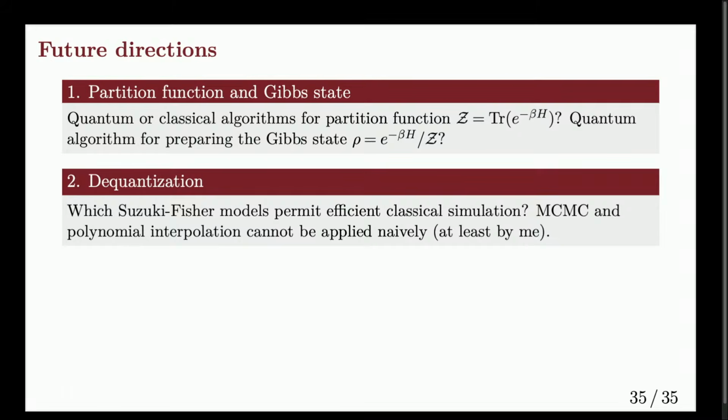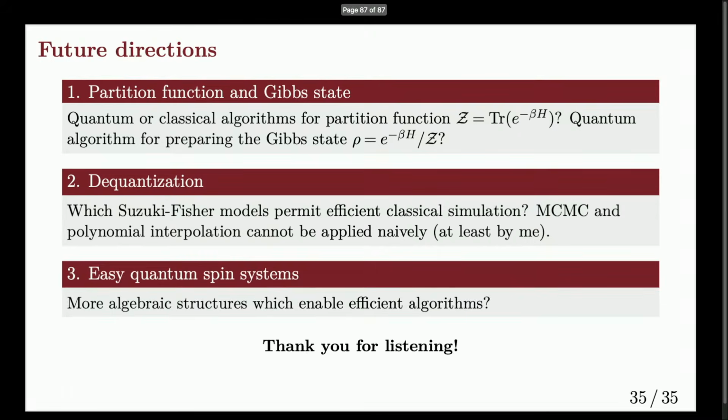The second one is about dequantization. Perhaps we can find classical algorithms for these thermal properties like ground state and partition function. The kind of techniques that have worked before, I've tried and they don't work, but maybe one of you can do it. Perhaps Alex could do it. And the last one relates to the question that Alex asked about a more general condition than this basis-dependent one: what are other algebraic structures in the Hamiltonian that can admit efficient algorithms? Okay, and that's all I had to share today.